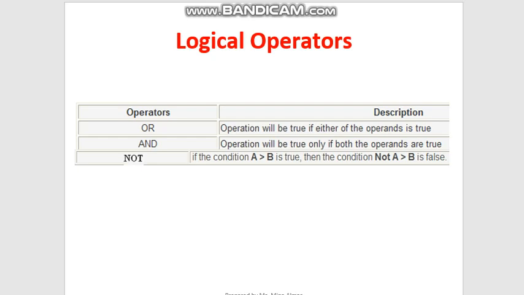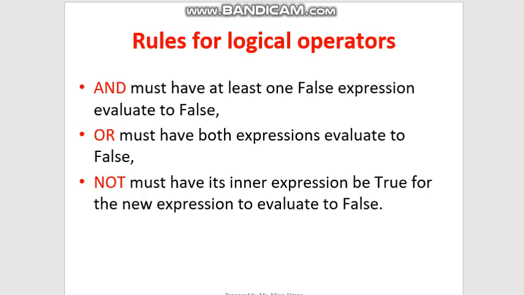Logical operators: or, and, not. The result will be either true or false. If you are using the or operator, it means that if any of the conditions is true, then the result is true. If you are using the and operator, it means that all the conditions must be true in order to get a true result. And not inverts the result: if the answer is true, it changes to false, and if the answer is false, not changes it to true.